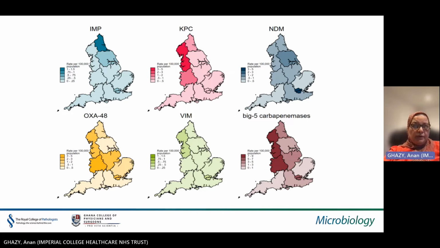This map shows the distribution of the big 5 carbapenemase producing organisms in England. And as we can see, when the color is darker, this means a high resistance rate. So we can see that IMP is concentrated in the north of England, while KPC is mainly in the northwest, and NDM is mainly in London. OXA-48 is mainly in the Midlands, and VIM is in the northwest. And this shows the big 5 carbapenemases all together.